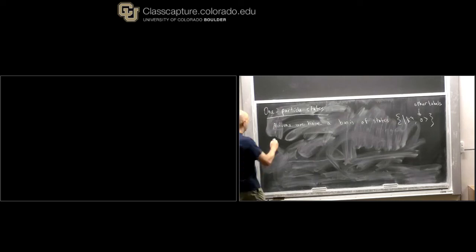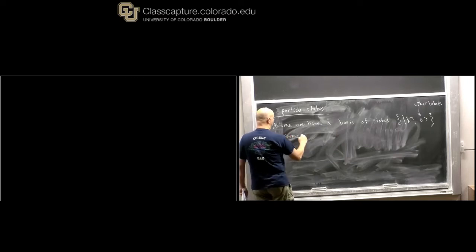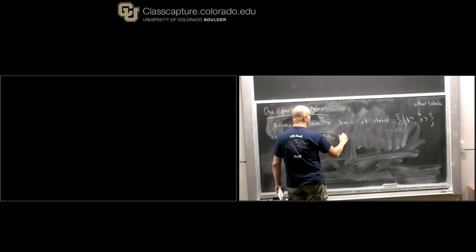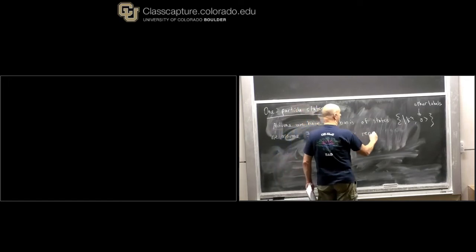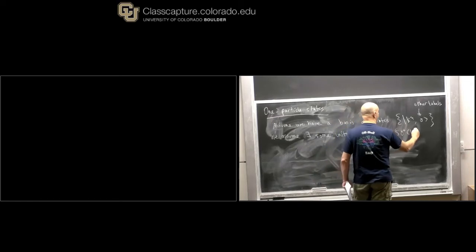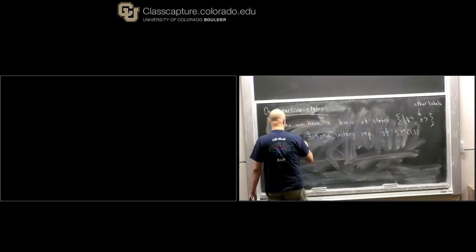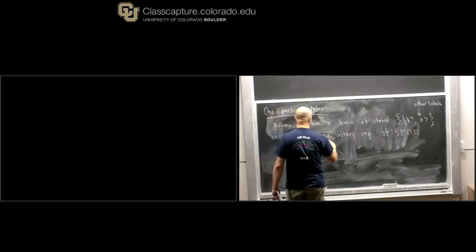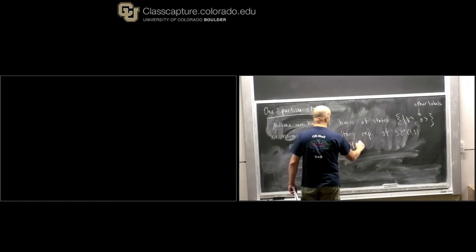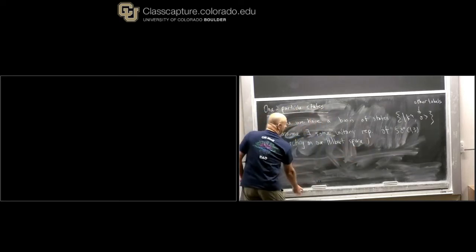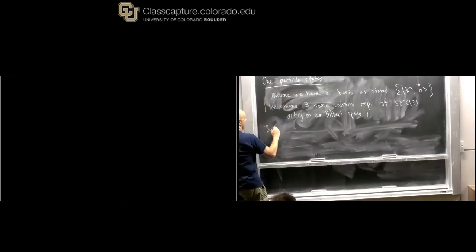Then, we assume that we have some unitary representation of SO plus 1, 3 acting on our Hilbert space. This representation is, of course, not going to be finite dimensional because this is a non-compact group. But it should be unitary because if we want to talk about quantum mechanics and we want to have conservation of probability, we should have unitary representations.